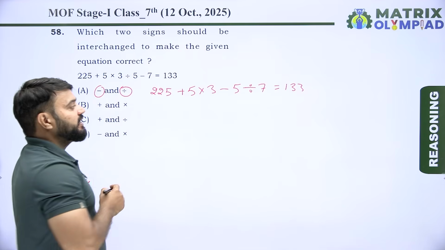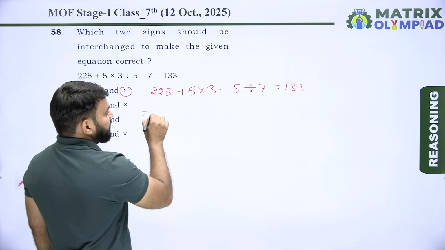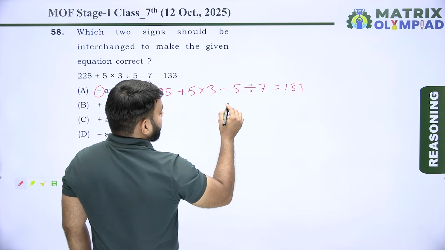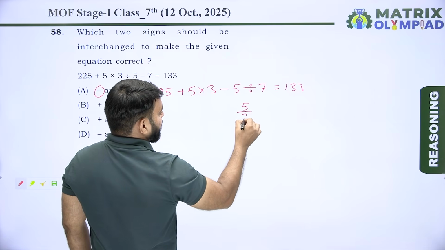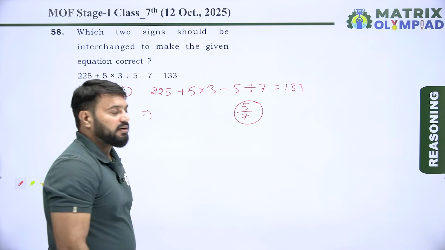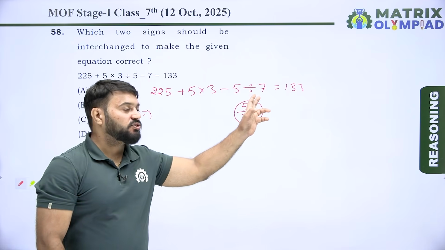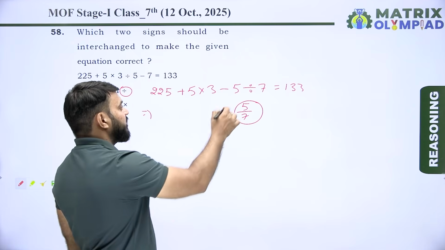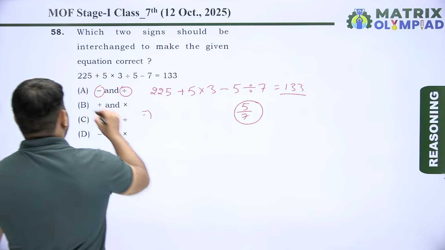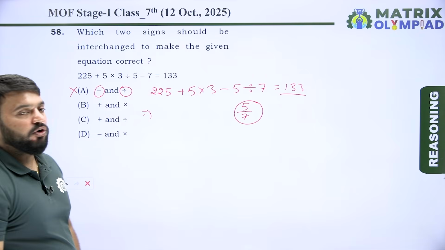So first divide the numbers. 5 divided by 7. So 5 is not completely divisible by 7. So the value of this equation is not a natural number. So here option A is an incorrect option.